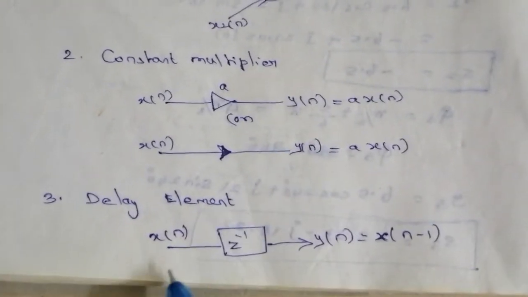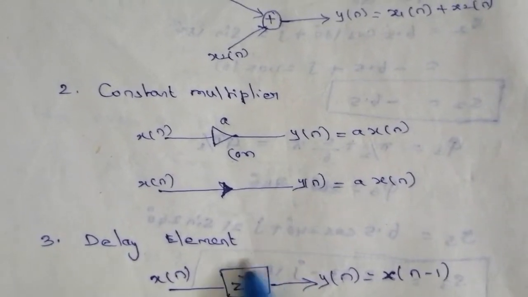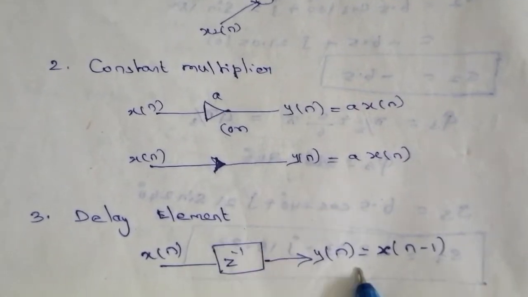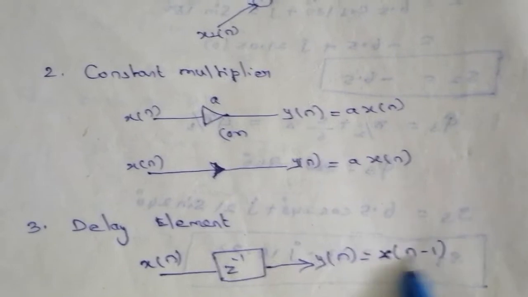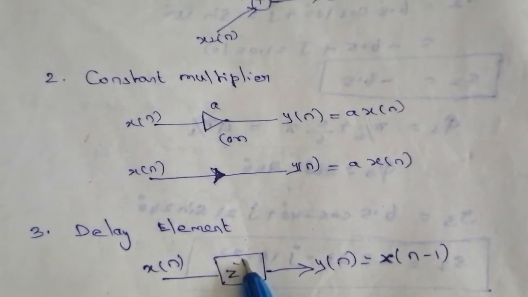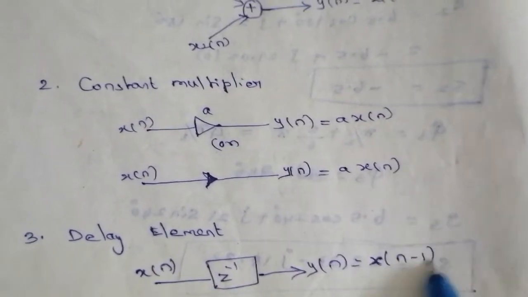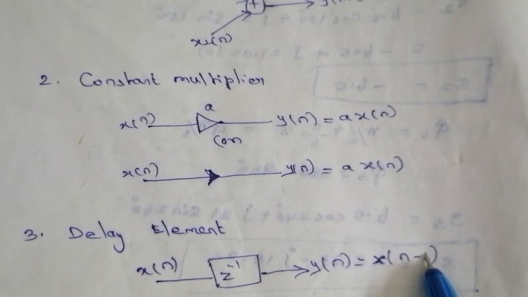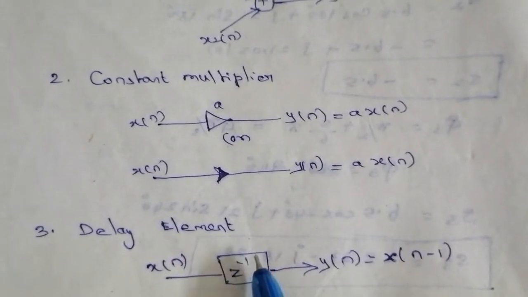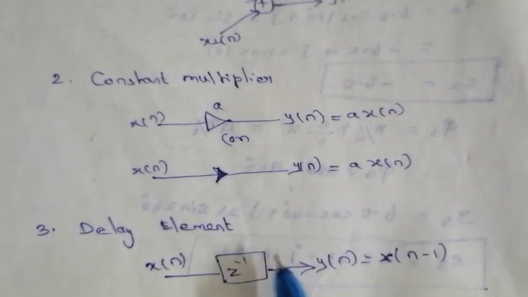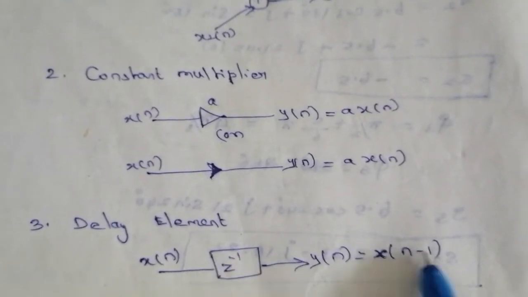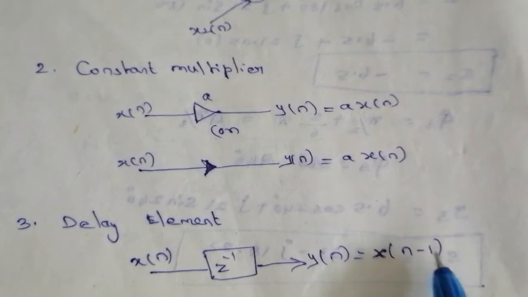Then the delay element, x of n, is represented as z inverse. The output y of n equal to x of n minus 1, because z power minus 1 gives a one position delay. If we use z power minus 2, the output is x of n minus 2. Likewise, based on the order, we have to represent the delay value in numbers.